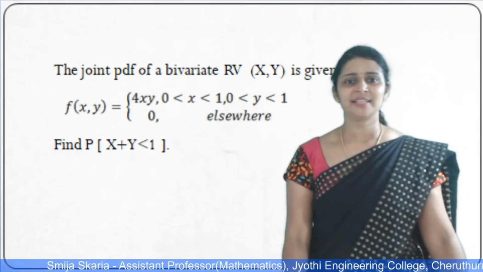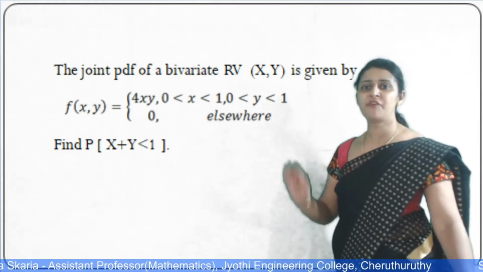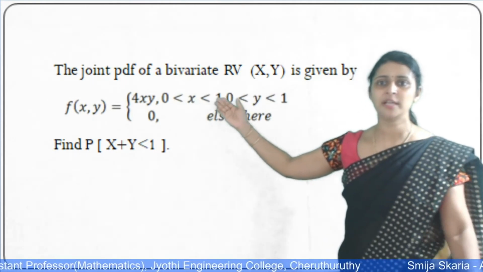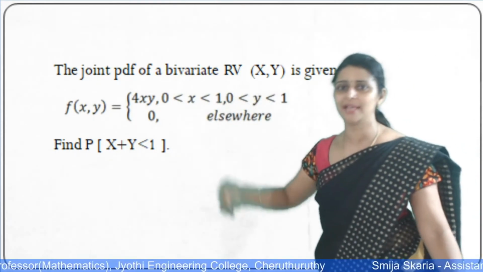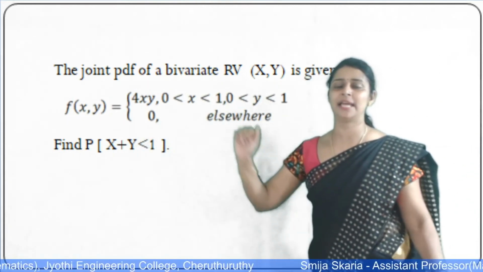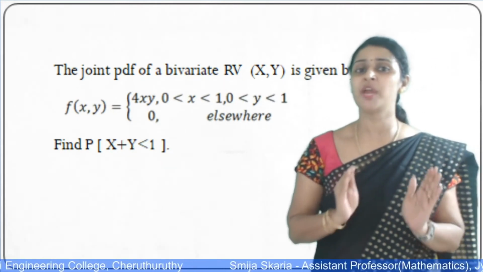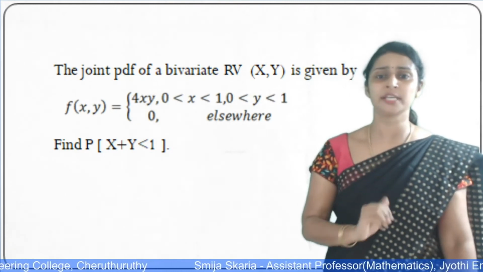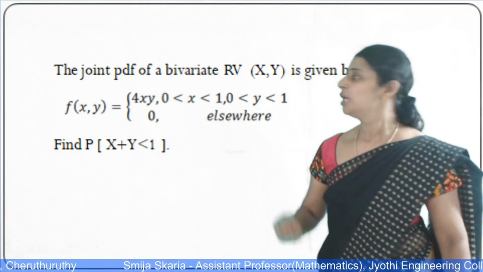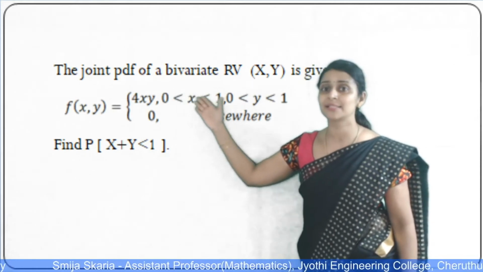Now the next question is: the joint PDF of a bivariate random variable x, y is given by f of x, y equal to 4xy within the limit 0 less than x less than 1, 0 less than y less than 1, and 0 elsewhere. Here we have to find the probability of x plus y less than 1. So in the case of a bivariate random variable, to find the probability, first we have to draw the regions. How will you draw the region? To draw the regions, first of all, we have to take all the limits given. What are the limits given for x? x lies between 0 and 1.